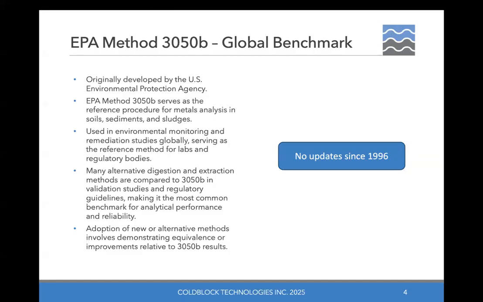EPA's 3050 methods have been around for a very long time. The last update to this method, 3050B, was published back in 1996, almost 30 years ago. Well, arguably improvements are long overdue. 3050 is still a common benchmark for analytical performance. Very often, the adoption of new or alternative methods typically involves demonstrating equivalence to 3050B.